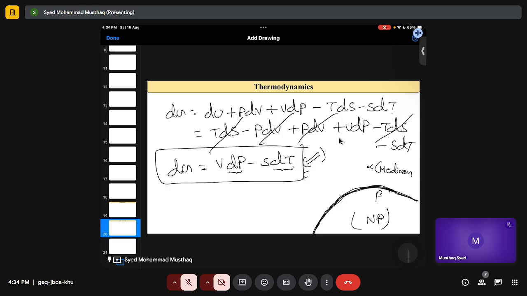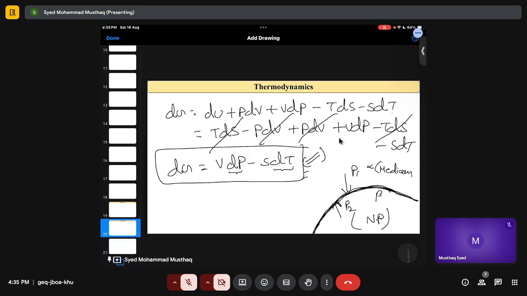Now the medium will exert some pressure, that is P1. For example, if you immerse a balloon in water, the water will exert pressure throughout the surface of the balloon. Same here: alpha is some medium exerting pressure P1, and the atoms inside the nanoparticle are exerting pressure P2, just like the air molecules inside the balloon exert some pressure on the inside surface of the balloon.